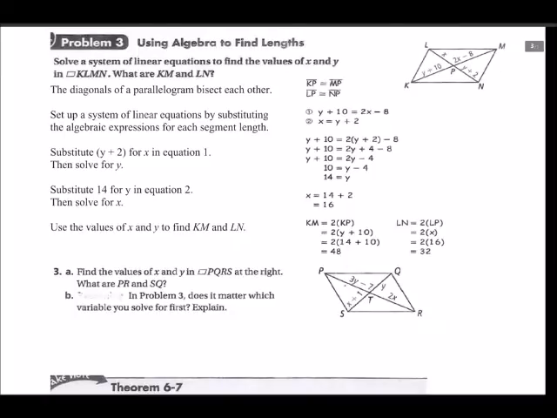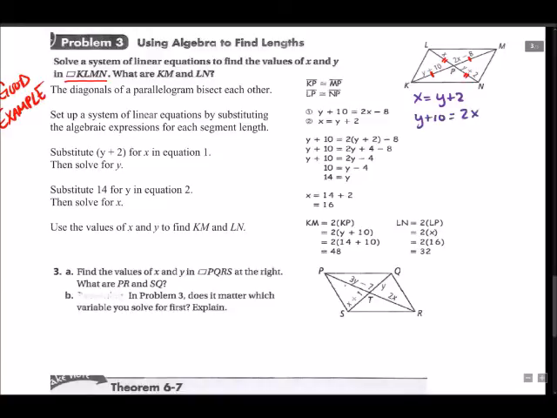Well, we are told, we're going to mark this as a good example. When you go, I don't know how to do this problem, I'm going to refer you to the good example. We are told that we have a parallelogram, so we can mark our diagonals congruent. We know that the diagonals bisect each other. This is going to allow us to write some equations. We've got x equals y plus 2 and y plus 10 equals 2x minus 8.